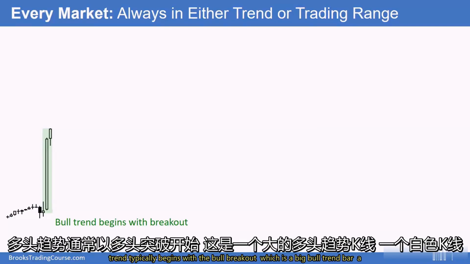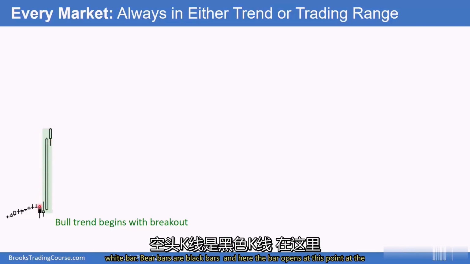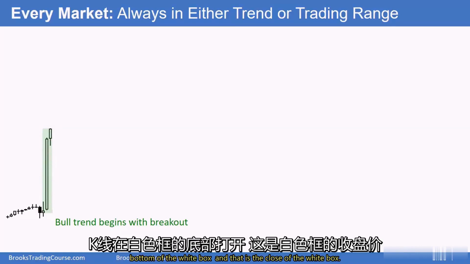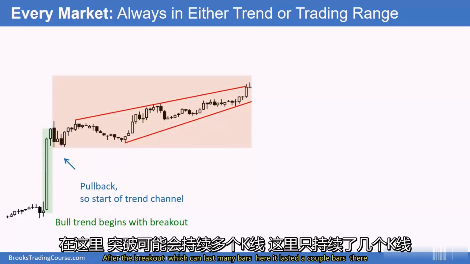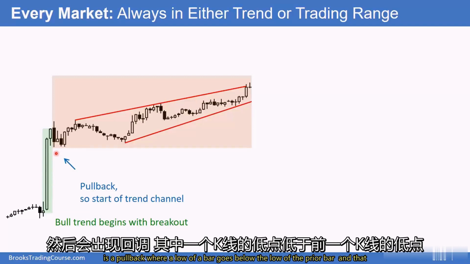A bull trend typically begins with a bull breakout, which is a big bull trend bar, a white bar. Bear bars are black bars. And here the bar opens at this point at the bottom of the white box, and that is the close of the white box. After the breakout, which can last many bars, here it lasted a couple bars, there is a pullback where a low of a bar goes below the low of the prior bar.